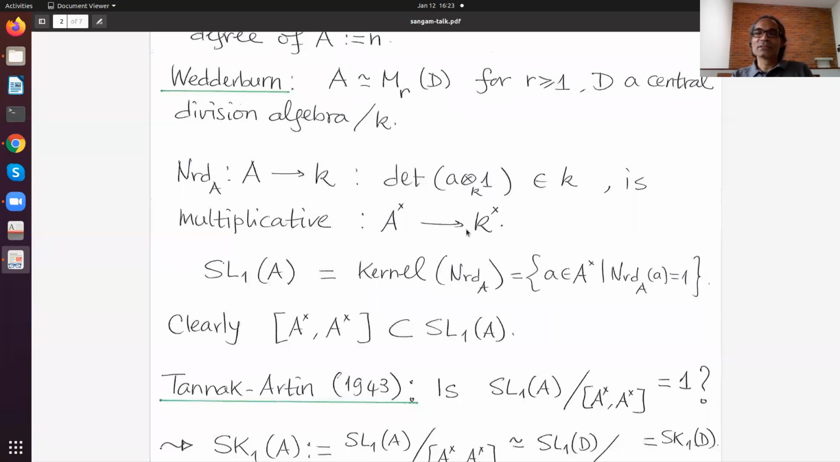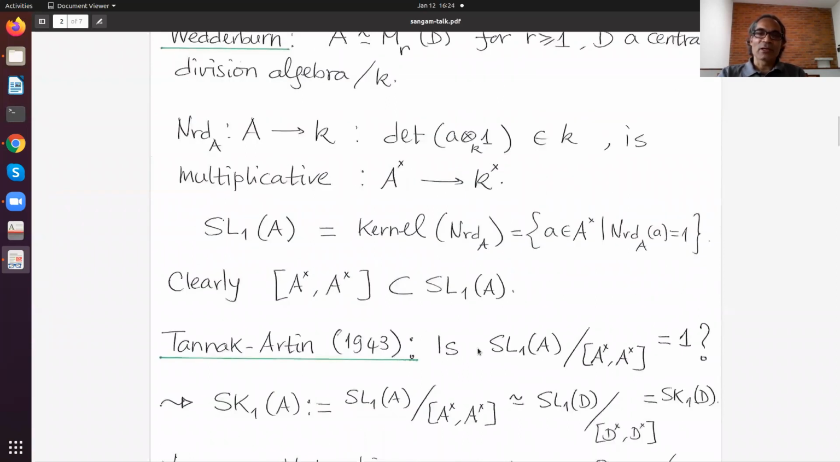In other words, it is the group of all norm 1 elements in A. I'll just call it norm from now on. And this contains the commutator subgroup of the group of units of A. Since the reduced norm map is multiplicative, it's immediate that any commutator is a norm 1 element. Therefore, this whole commutator subgroup of A star becomes a subgroup of SL1 of A.